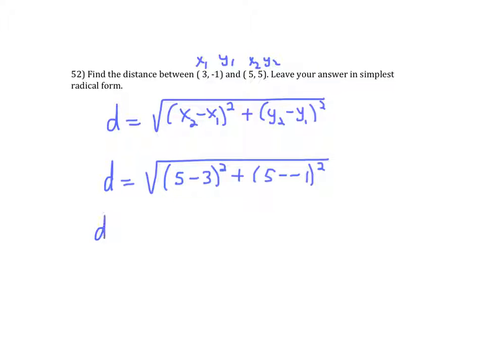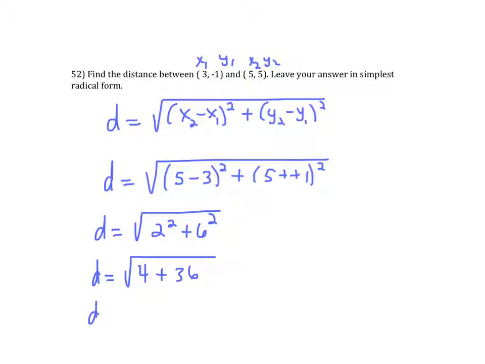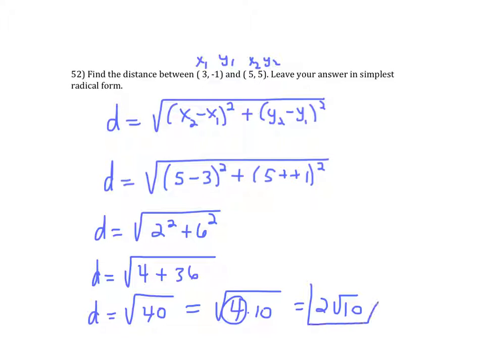Okay, with 5 minus 3 we get 2, and we'll square that. And the second set of parentheses, because we're subtracting a negative, we know that that turns into addition, so that gives us 6 squared. So d equals the square root of 4 plus 36. So d is equal to the square root of 40. And we're going to leave this in exact form, but we do need to simplify it. So factor the 40 into 4 times 10. Square root of 4 is 2, so you have 2 square root of 10 for the distance between those 2 points.